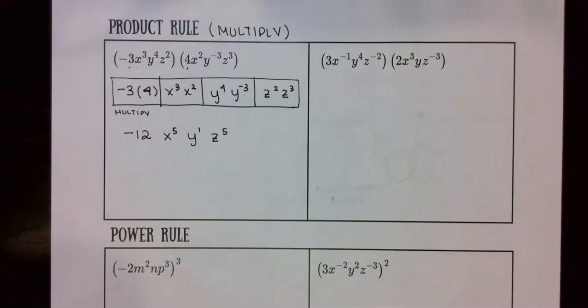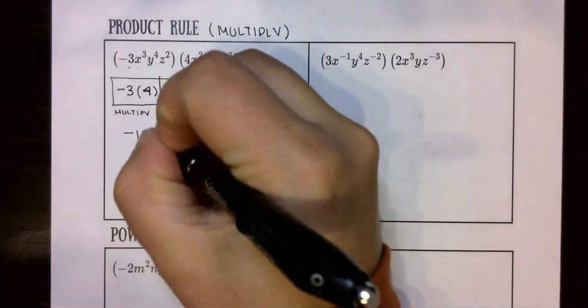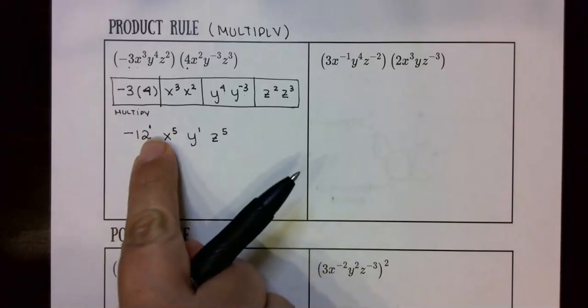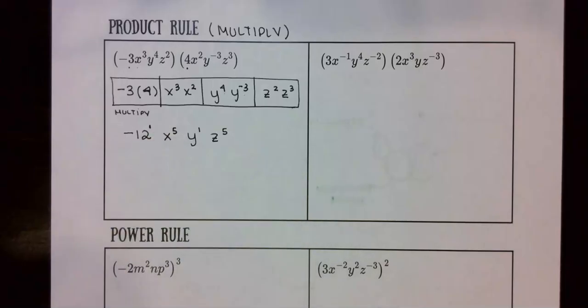Now, one of the things that I do want to address is that this 12 is negative. But remember, this negative 12 has a positive 1 as an exponent. It's an understood 1 there. So because this is positive, we don't have to move the negative 12. We don't have to create a fraction, and we don't need to move it. This is my final answer as it stands.